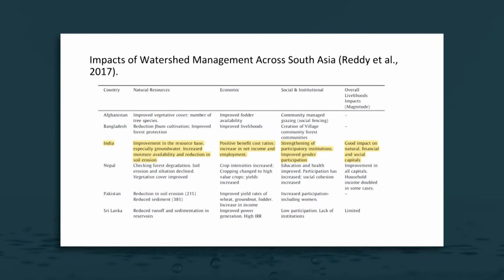You will see checking of forest degradation, soil erosion, siltation, decline in vegetation cover, improved. These impacts are very common, and what we can say in one sentence is that effective watershed management brings a positive impact on natural capital, economic capital, social and institutional capital.